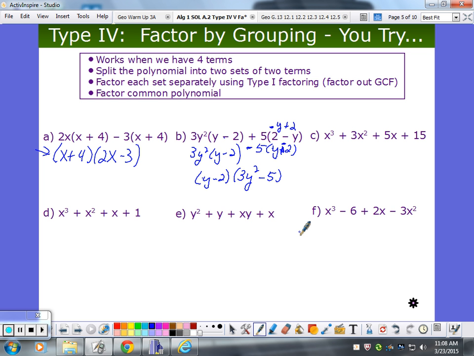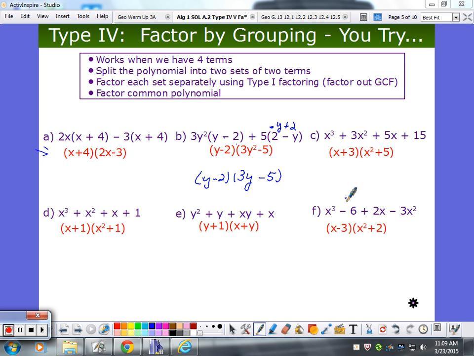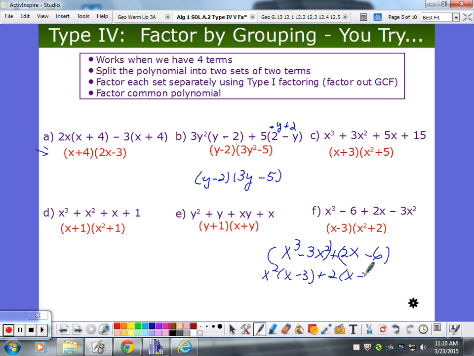And that one looks like a harder one. Try these other ones. If you're having trouble with this last one, on your paper it says big hint for letter F. Rearrange terms in degree order. Write it as x cubed minus 3x squared plus 2x minus 6. All I did was change the order around using the commutative property of addition. Then when you do your group and factor, it will work. And x minus 3, oh yay, x minus 3 times x squared plus 2.